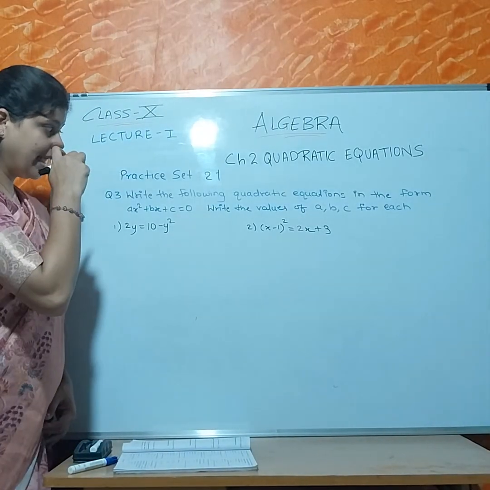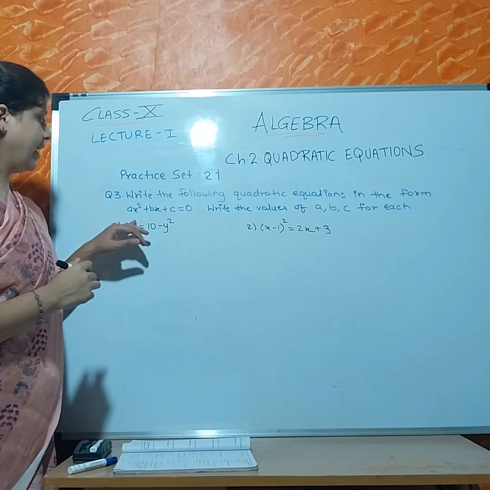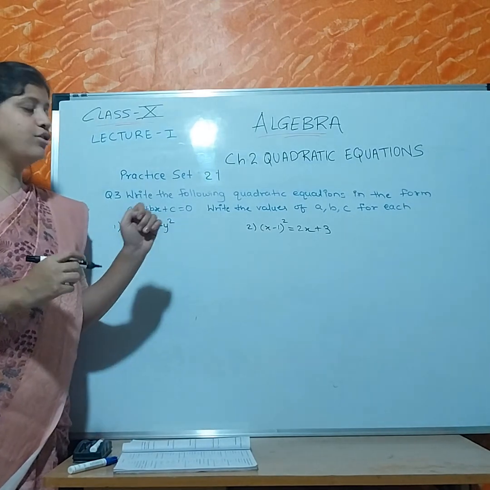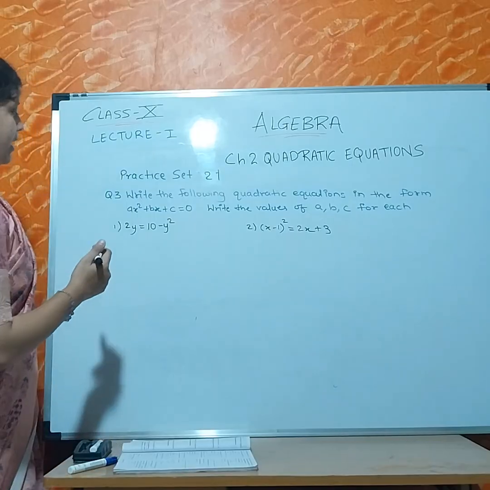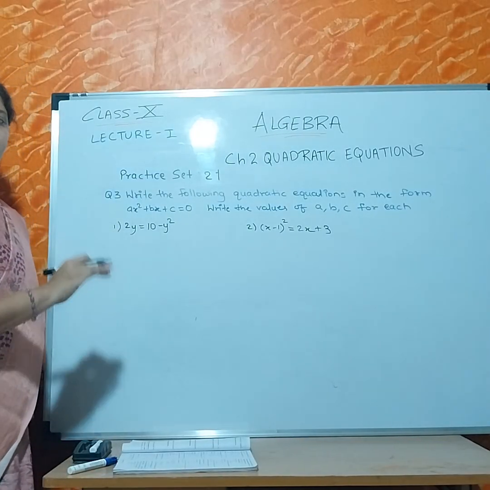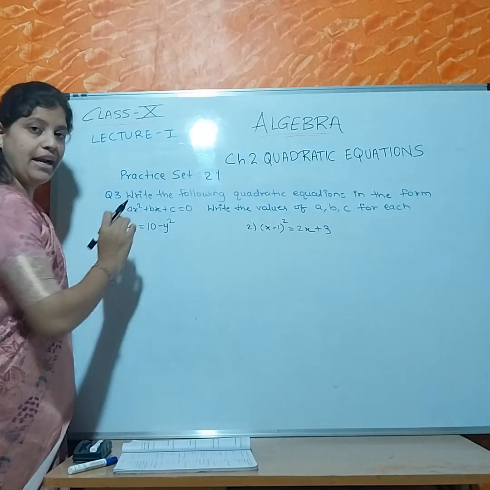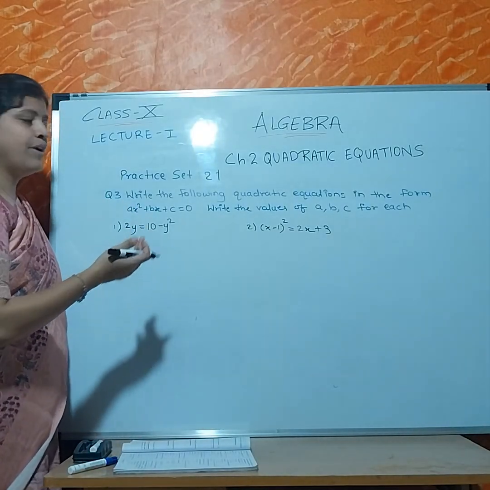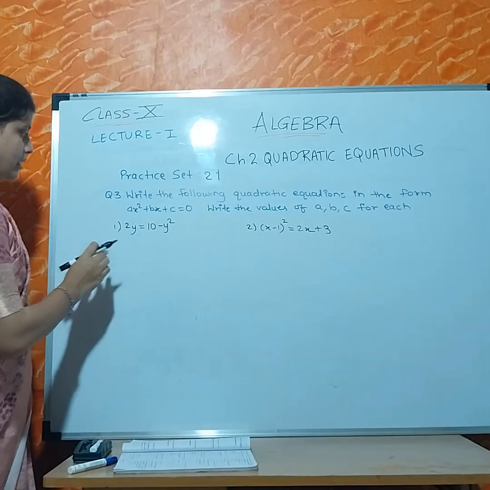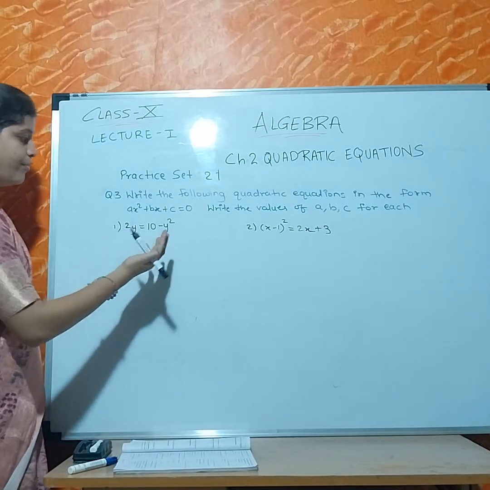Write the following quadratic equations in the form ax square plus bx plus c is equal to 0 and write the values of a, b, c for each. Now see, they have already given quadratic equations, but we have to write in this standard form, and also we have to write the values of a, b, c comparing with the standard form. Now how we will write this equation in the standard form?